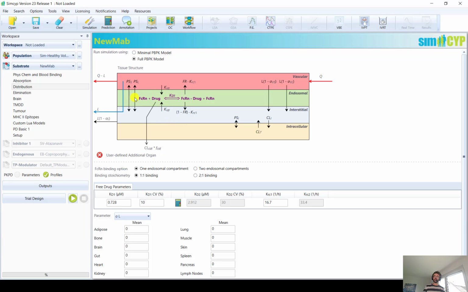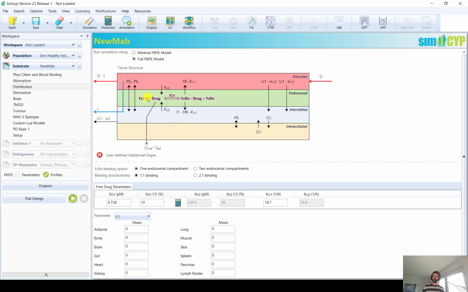In the endosome, we have the FcRn receptor being present. That means our antibody, or our protein with an Fc domain, can bind to FcRn with a certain Kd value that is to be entered on screen. We're forming the complex, the FcRn-drug complex, and this complex can be recycled. So we have a fraction recycled that determines how much goes back to the vascular space versus how much is transcytosed to the interstitial space, contributing therefore to the biodistribution, and with which rate, and this is KRC, the recycling rate.